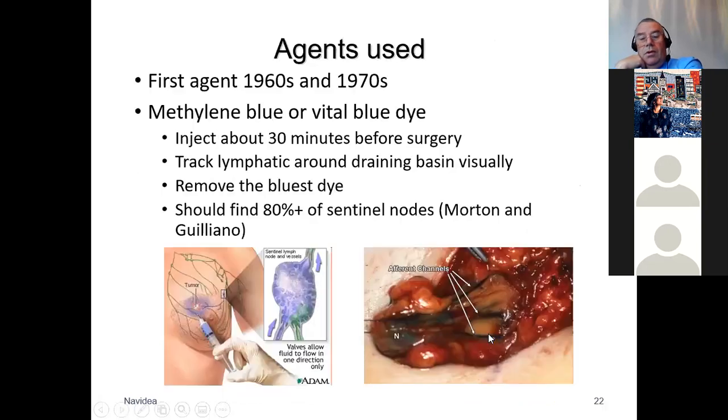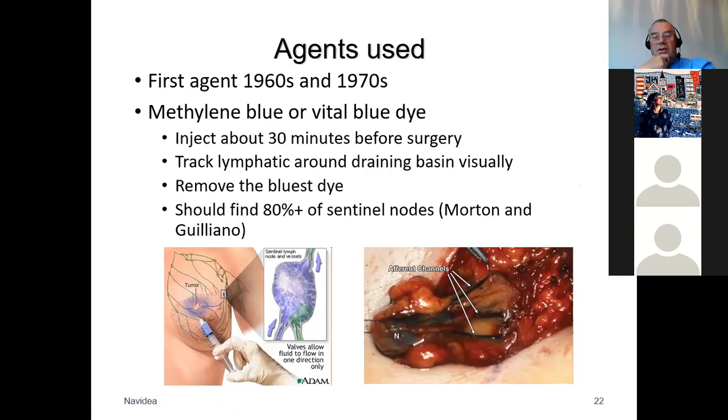Oops, sorry. So the agents used, as I said, first of all, was methylene blue. I thought I'd show you this picture of methylene blue, because it's a very small molecule. In fact, did you know methylene blue is based on tamoxifen? I had no idea, but tamoxifen and methylene blue are almost identical, because one contains cobalt blue and one doesn't. So that's an interesting fact for the day, isn't it?